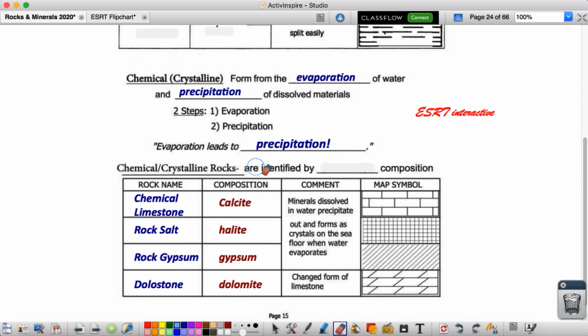Chemical or crystalline rocks are identified by the blank composition. The what composition? Please put your answer right there. Okay, I hope you didn't say chemical composition. The answer is mineral composition. Right, looking good, people. Now, let's take a look at the next type of igneous rock.